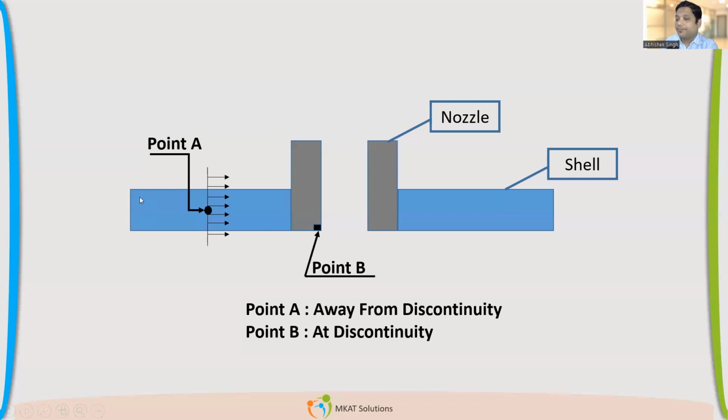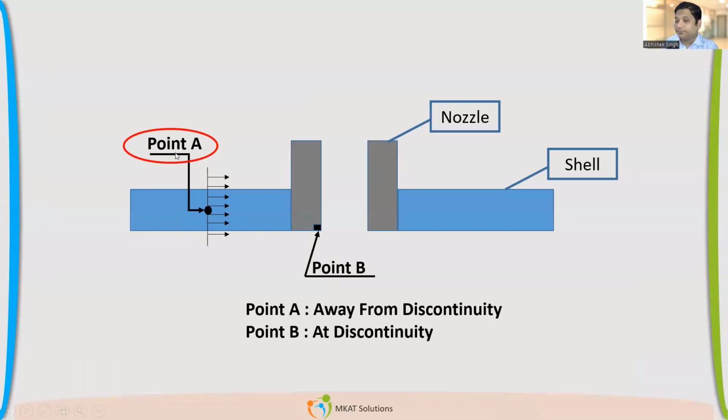Now this is a shell. The blue color which you see, that is a shell. And there is a nozzle connected to that shell. Very simple diagram. Now there are 2 points. There is a point A, which is quite away from this nozzle, so we can call it away from any discontinuity. Nozzle is a kind of discontinuity. Now there is point B, which is coming at the nozzle corner.